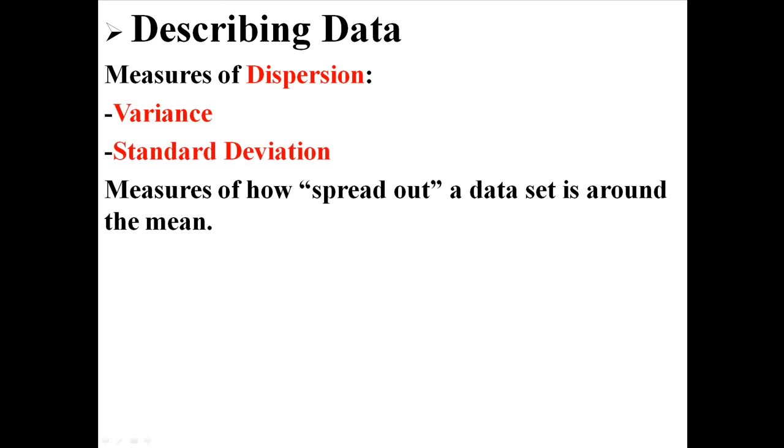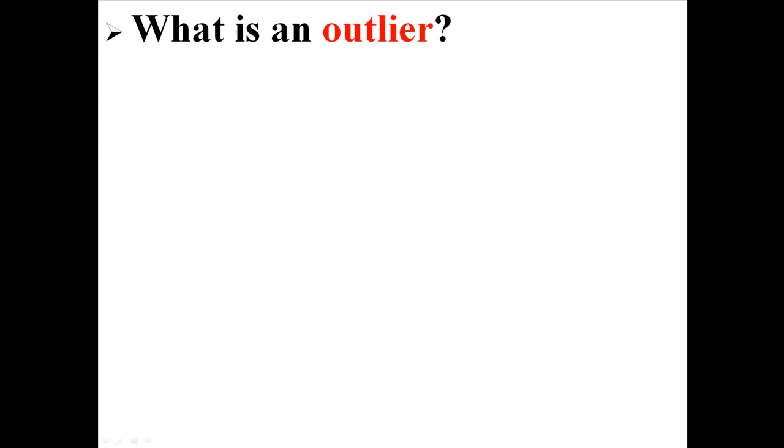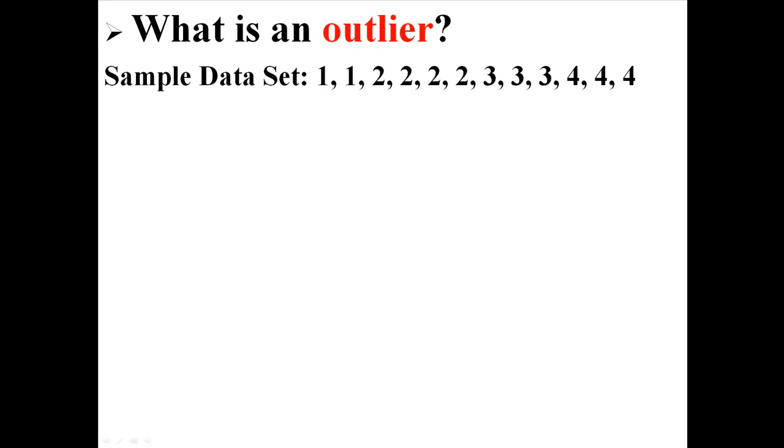I've also talked about measures of dispersion, namely variance and standard deviation, which measure how spread out data is around the mean. Now, what is an outlier? Imagine we have a sample data set like this. It's mostly 1s, 2s, 3s, and 4s.